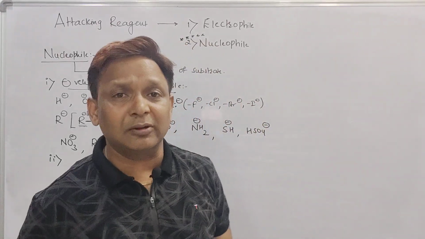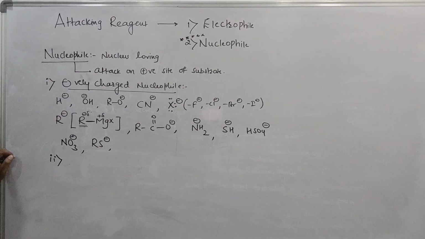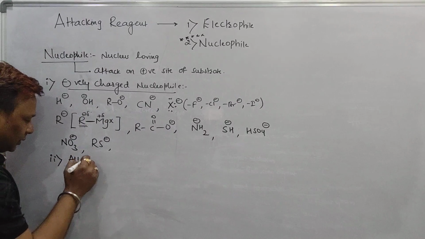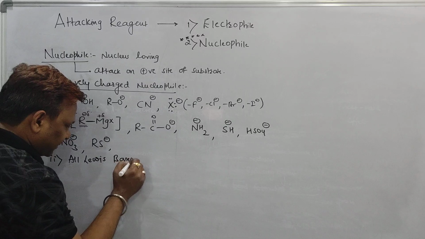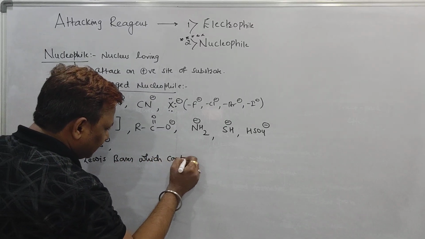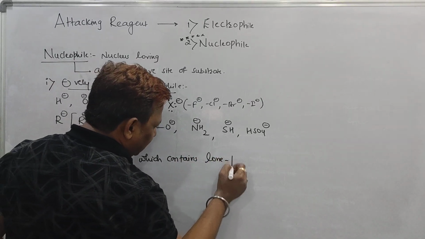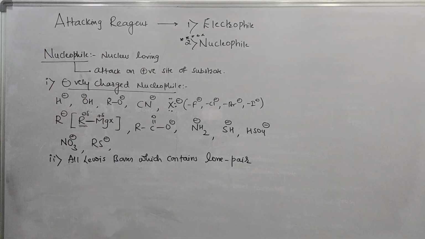Tendency to donate a lone pair is called a Lewis base. Let me explain. The second point we will discuss here: all Lewis bases which contain a lone pair are nucleophiles.